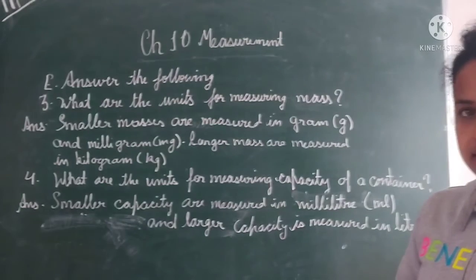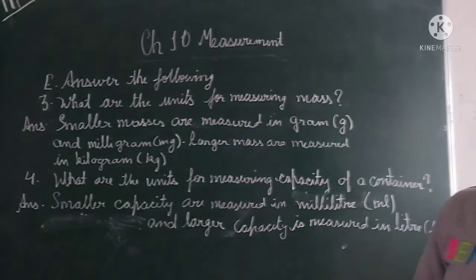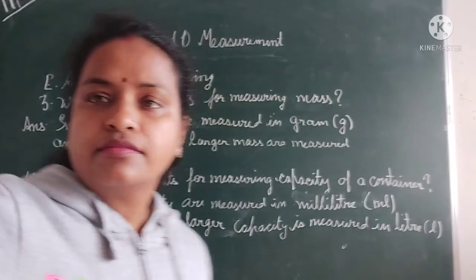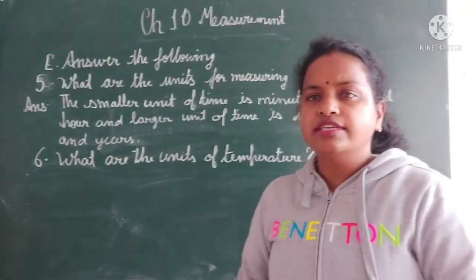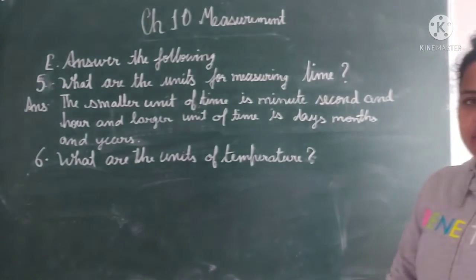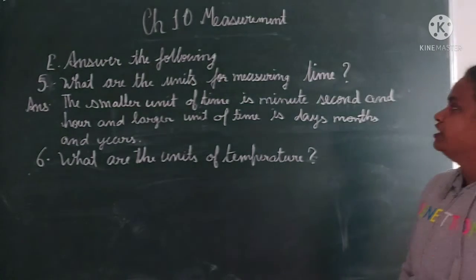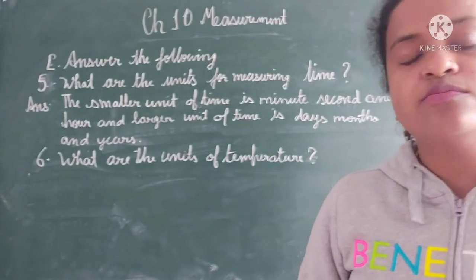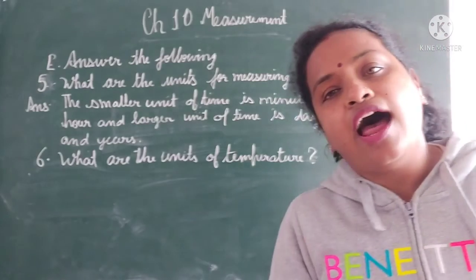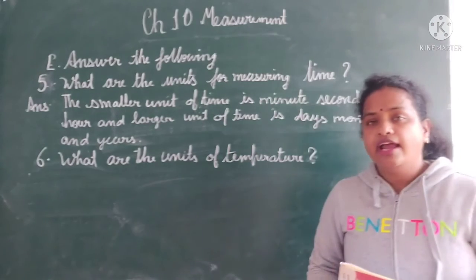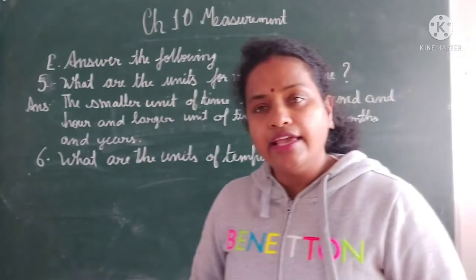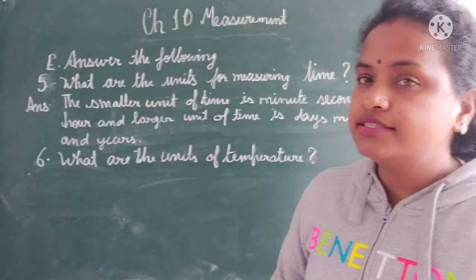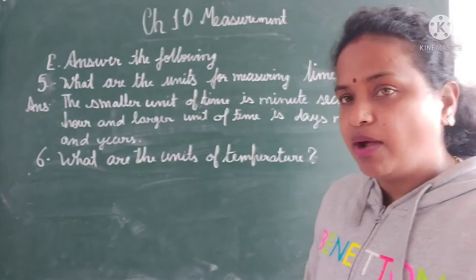Now see your question number 5. What are the units for measuring time? Small units are hours, minutes and seconds, and larger units are days, months and years. Okay, this is about time.